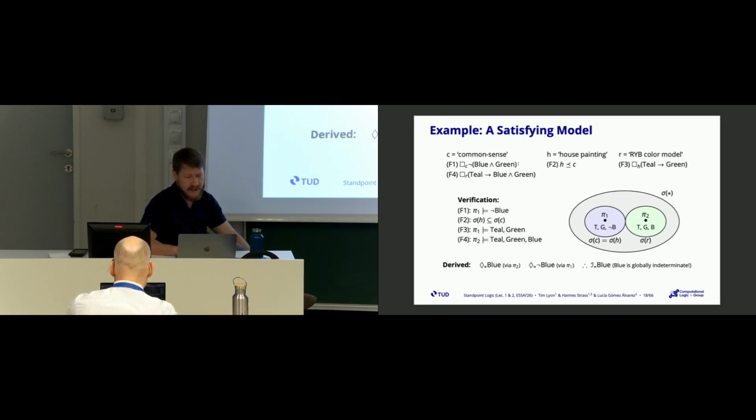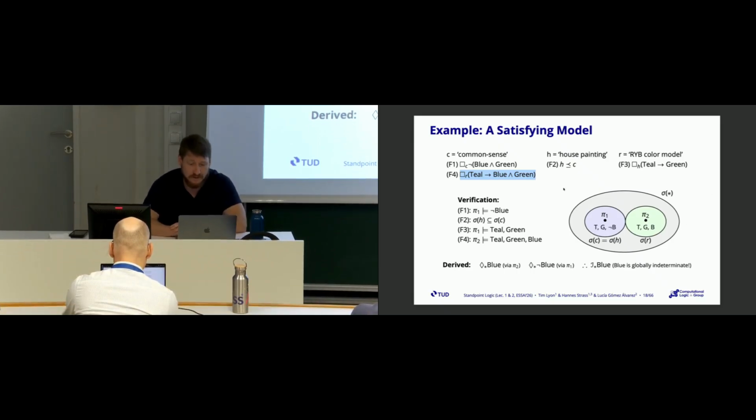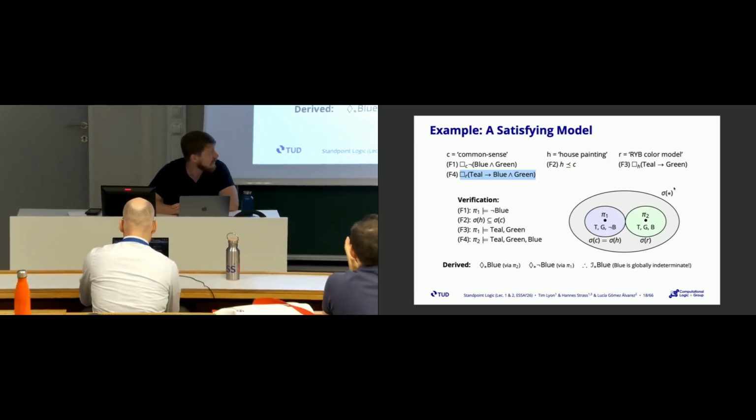And we had that from standpoint C, it was unequivocal that nothing is both blue and green. We had that the house painting standpoint inherited the common sense standpoint. And from standpoint H, if something was teal, it was considered green. And from standpoint R, if something is teal, it's considered both blue and green. Okay? So we can provide a model for this example, as shown here in the middle right of the slide.